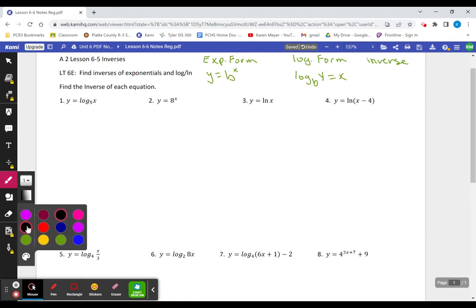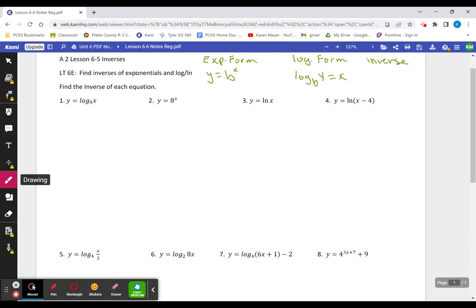Okay, let's get started. On the first one, you have to remember for inverses, you start by switching the location of the letters x and y. So you would say x equals log base 5 of y. Okay. Now, from here, the only way to get y by itself, to get rid of the log, is to rewrite it into the other form. So right now, this one is in log form, so your job is to rewrite it into exponential form.